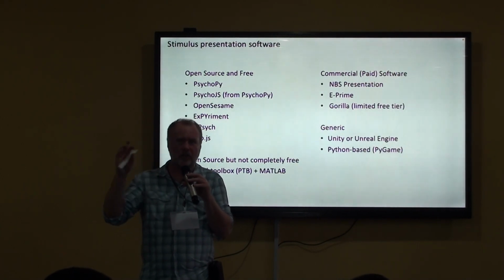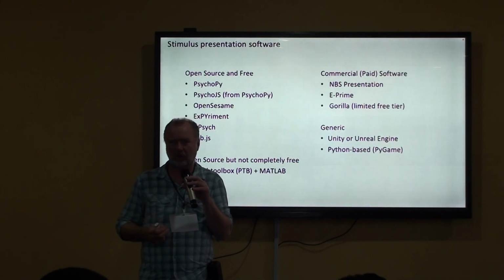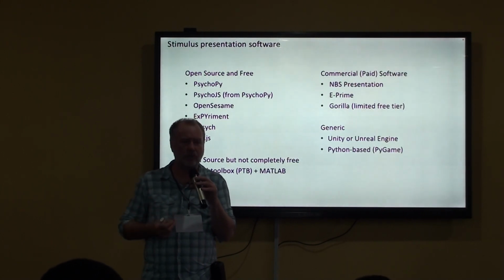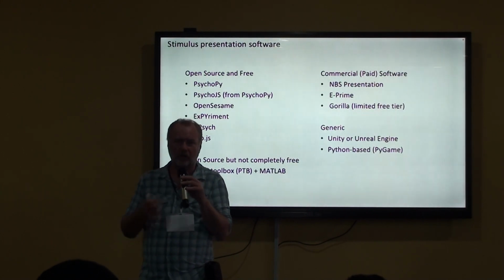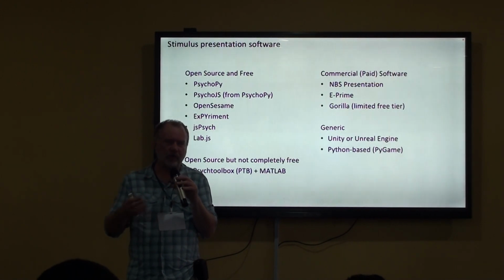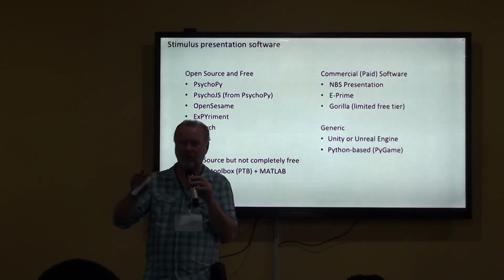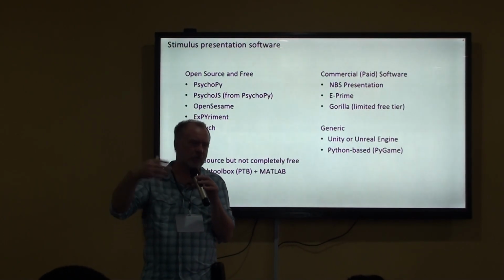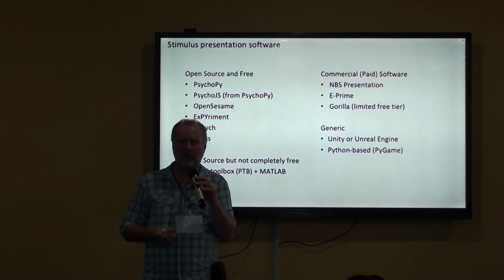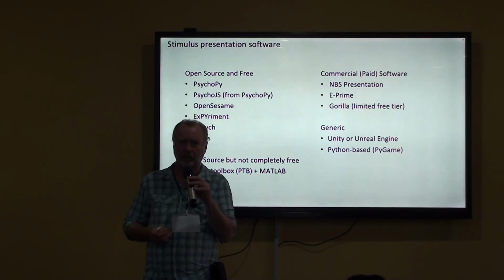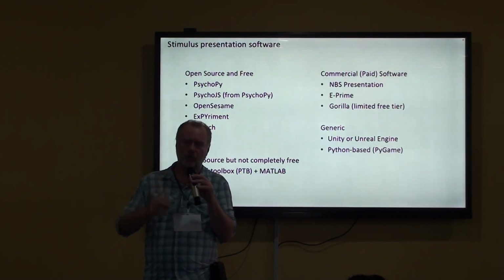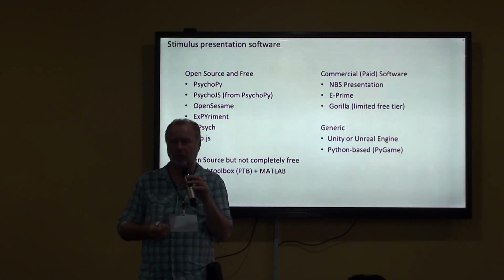On the side of the commercial or paid software, we have NBS Presentation. That's the software that we use a lot at the Donders. There's E-Prime, and there's Gorilla. Gorilla is more used for experiments that are online, that you have the participant do at home, so not so much in the lab. Then we also have software that is open source but not completely free. The big example there is Psychtoolbox.